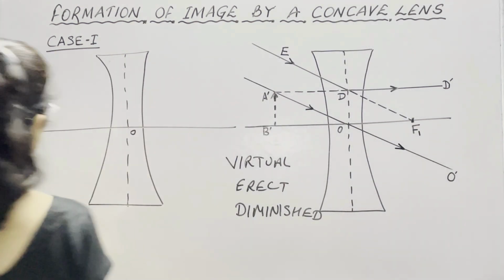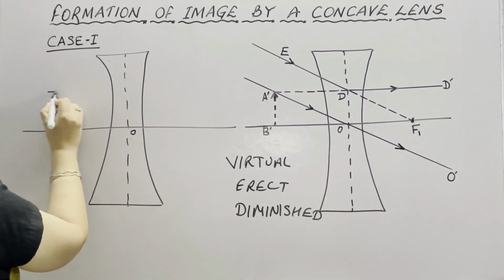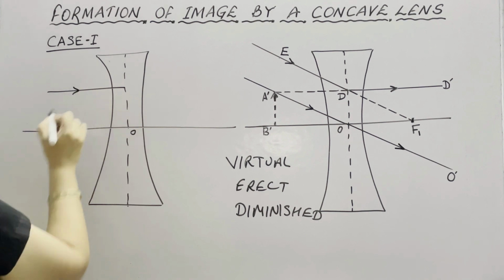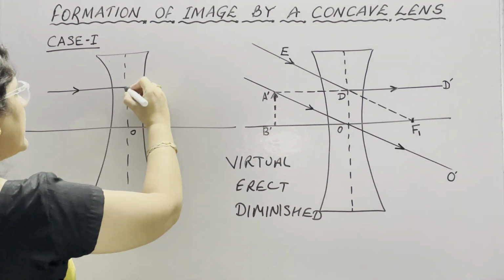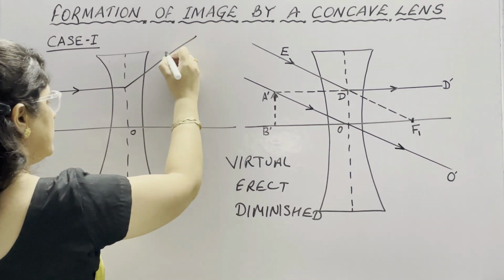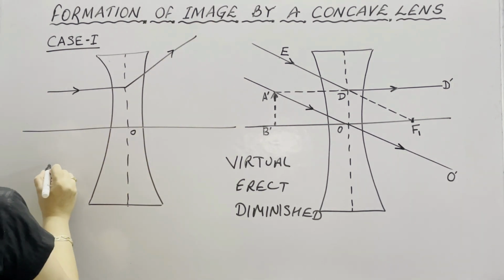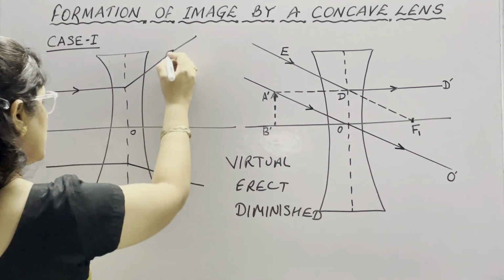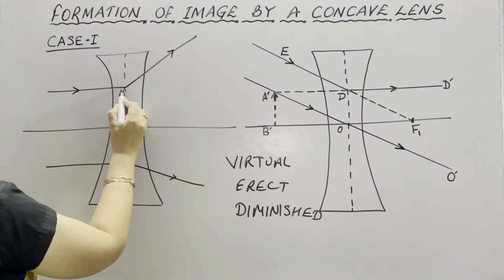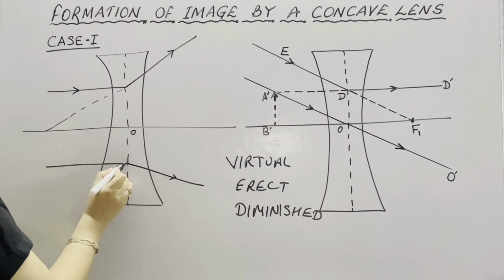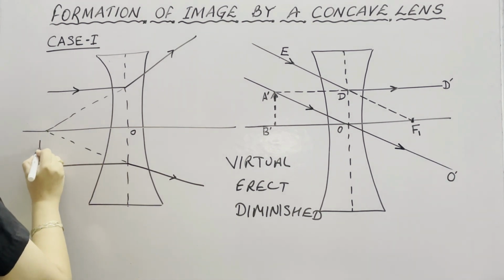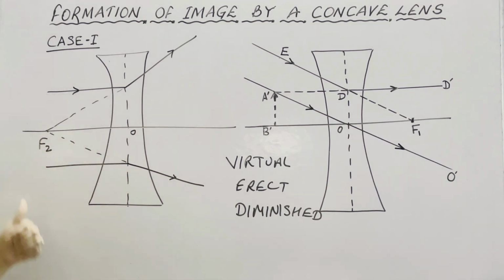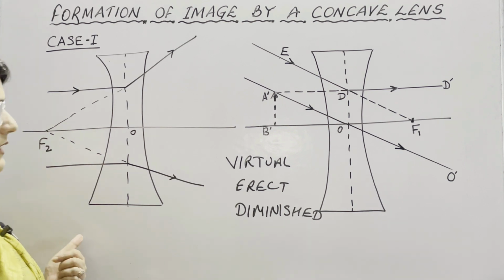When the object is at infinity, the rays are coming parallel to the principal axis, and we know the rule: when rays are coming parallel, they diverge. When this ray is coming parallel to the principal axis, it also diverges. So they will not meet, but when we produce them backward, they will appear to diverge from this point, which is known as f2, means second focus of a concave lens.